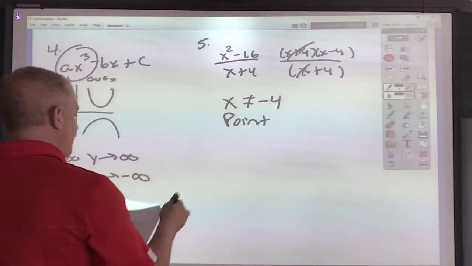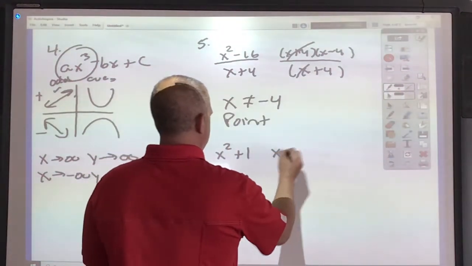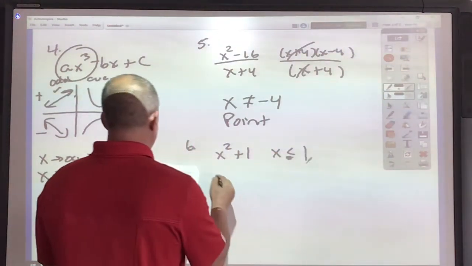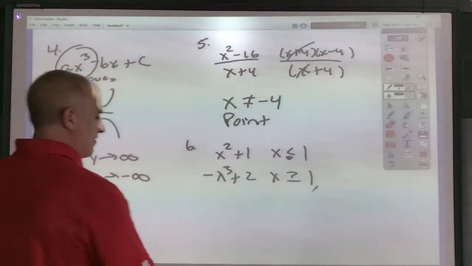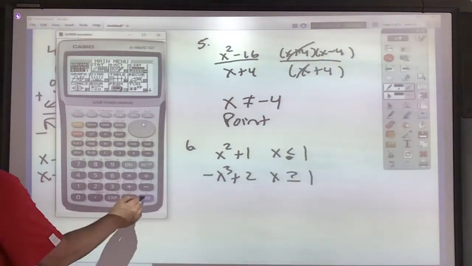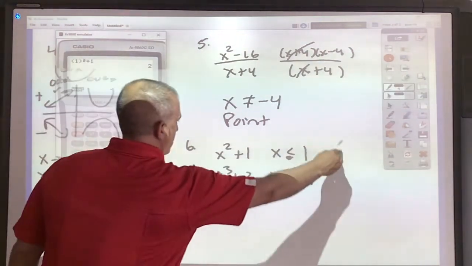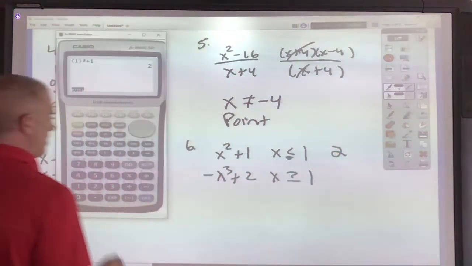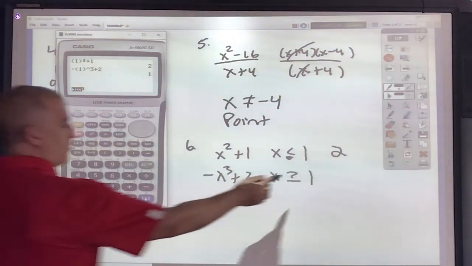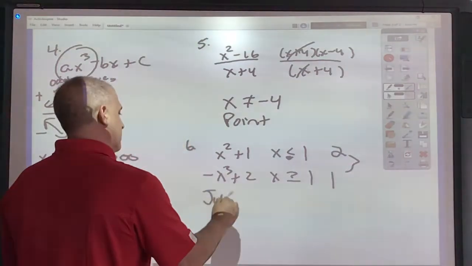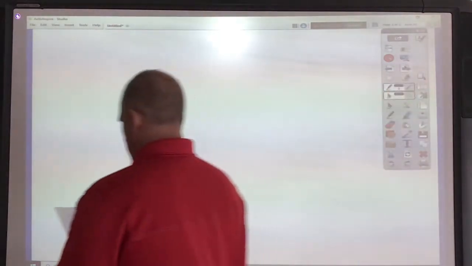6, you have the piecewise function. So I got x squared plus 1, where x is less than 1, and then negative x cubed plus 2 when x is greater than or equal to 1. So in order for there to be a jump, first of all, I would substitute 1 into the top one. That top answer would be 2. And then negative 1 to the third plus 2, 1. So since there's a gap here, this would be jump discontinuity. Question number 7.